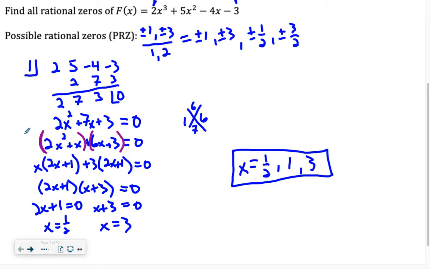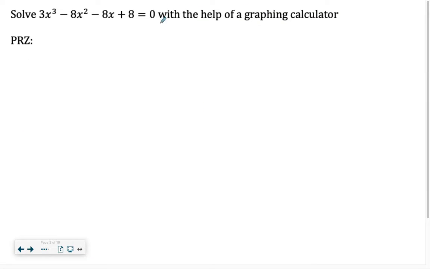All right? Let's take a look at another example here. Now this one says we want to solve 3x cubed minus 8x squared minus 8x plus 8 with the help of a graphing calculator. So we still want to list out all of our possible rational zeros first.